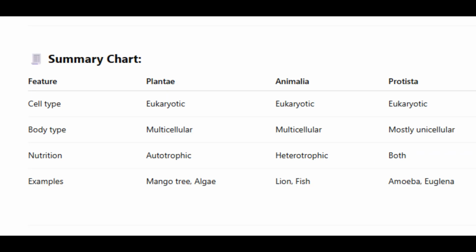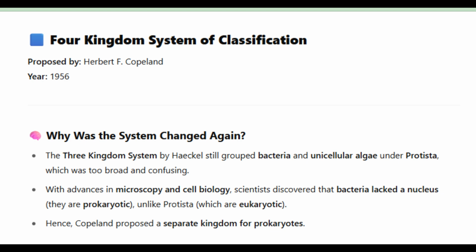Summary chart. Feature: Plantae, Animalia, Protista. Cell type: eukaryotic, eukaryotic, eukaryotic. Body type: multicellular, multicellular, mostly unicellular. Nutrition: autotrophic, heterotrophic, both. Examples: mango tree, algae; lion, fish; amoeba, euglena. Four-kingdom system of classification. Proposed by Herbert F. Copeland. Year 1956. Why was the system changed again?